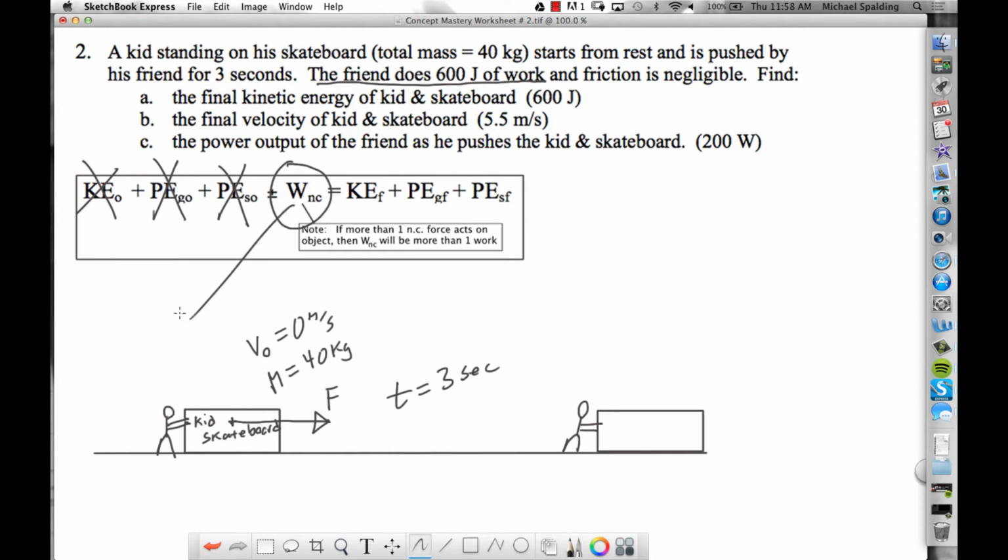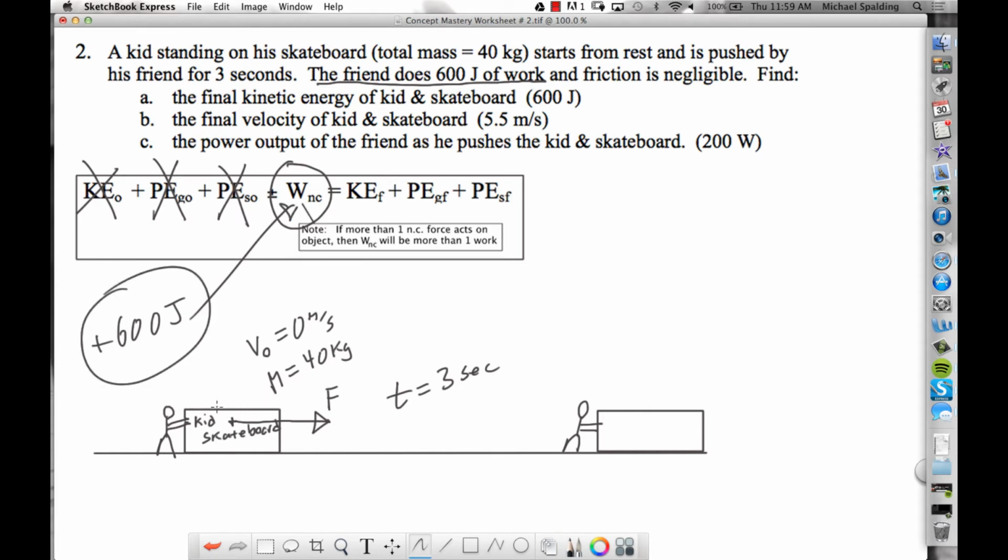Remember, what's work non-conservative? It's the work done by anything other than gravity or spring. Does the friend qualify as something other than gravity or spring? Yeah. So this work non-conservative, is it going to be plus 600 or minus 600? Is the work being done in the direction of motion or against the motion? In the direction of motion. So that's going to be positive 600.